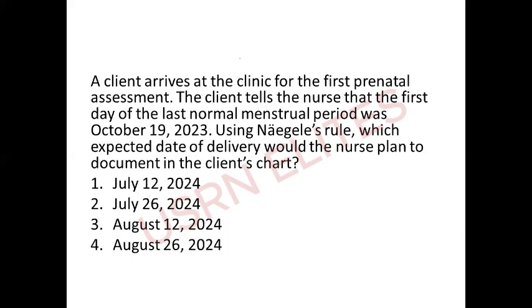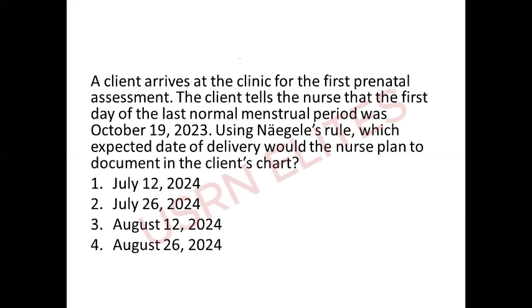All right. So let's do a calculation here. This is a question on what we went through first, and it was trying to confuse us. A client arrives at the clinic for the first prenatal assessment. The client tells the nurse that the first day of the last normal menstrual period was October 19th, 2023. Using Nagel's rule, which expected date of delivery would the nurse document in the client's chart? Madam Naomi, I think it's July 26, 2024.